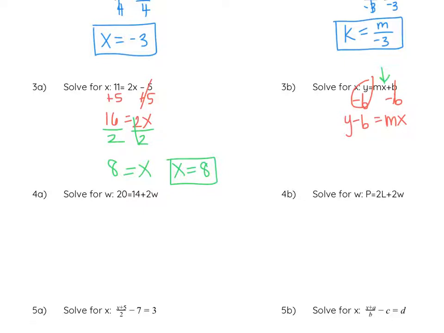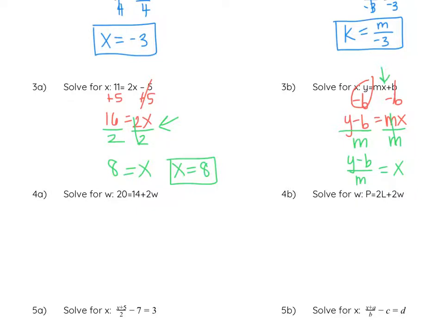So the last thing I need to do to get x by itself, in the same way over here, I divided both sides by 2 because we were multiplying. Mx is m times x, so I need to get x by itself. I'm going to divide both sides by m. So I'm left with x equals y minus b over m.